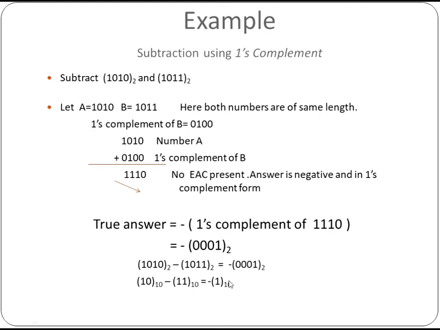So what you have to consider? You have to consider EAC. If EAC is present, answer is positive. Add EAC to LSB. If EAC is absent, like this example, answer is negative. To get true answer, complement the number.